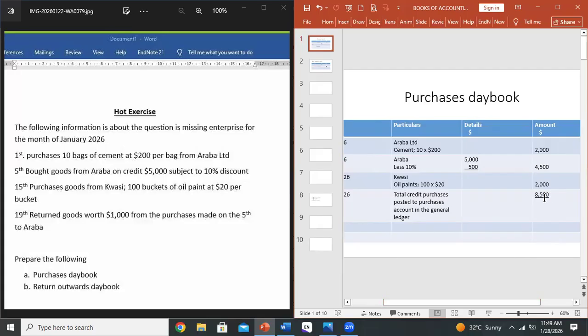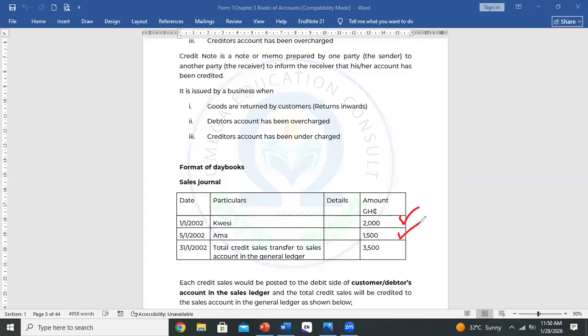Very, very important. So let's look at how you go about the postings using the question I have. So if this is our sales journal, you can see 1st January we sold to Kwesi, 5th January we sold to Amma, and then the totals. So what it means is that you have to post from the beginning the entry for the sale to Kwesi, the entry for Amma, and then finally you also post the total.